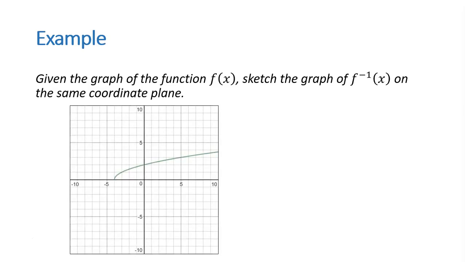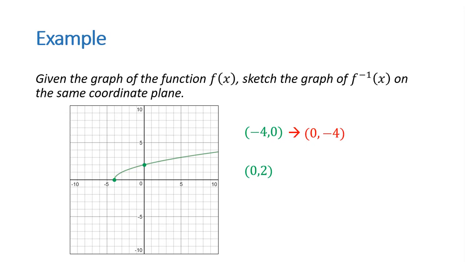Let's try one more. So here's our graph. We want to sketch the inverse. We can do it the same way though. Identify our intercepts. So our x-intercept is -4 and our y-intercept is 2. So to find the corresponding points on our inverse, we invert the coordinates. So it becomes (0, -4).